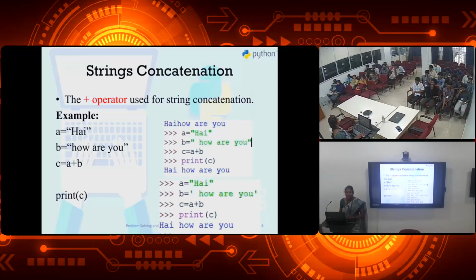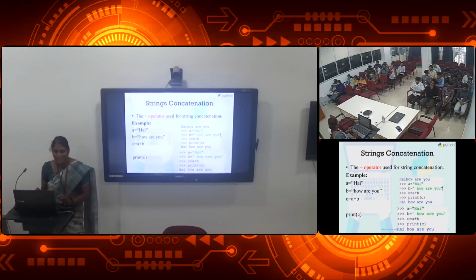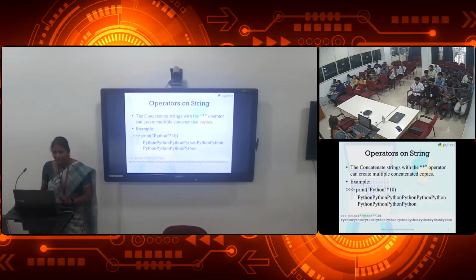And string concatenation. Concatenation means joining two strings. Here the plus operator is used to concatenate the two strings. A equal to hi: that hi string is assigned to the variable a, and how are you is a string assigned to the variable b. Here we simply concatenate c equal to a plus b. So the result will be hi, how are you. We can simply use the plus operator to concatenate two strings.